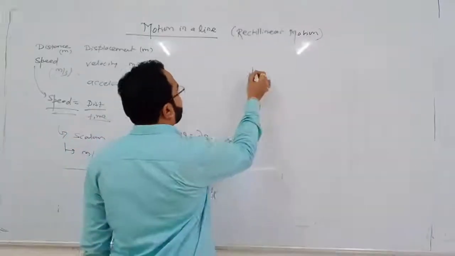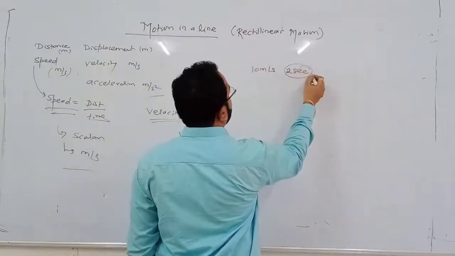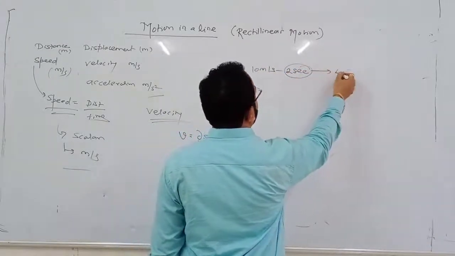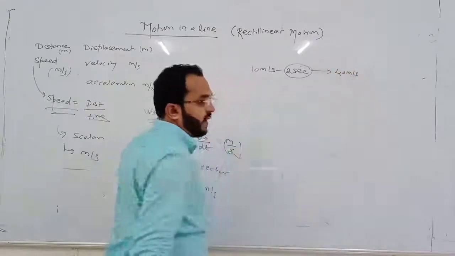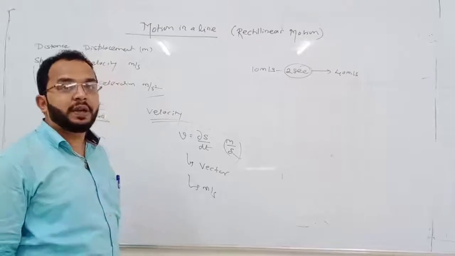So initial speed is 10 meter per second, and after 2 seconds, the speed changes to 40 meter per second. Then what is the acceleration? So it is actually the rate of change of speed.